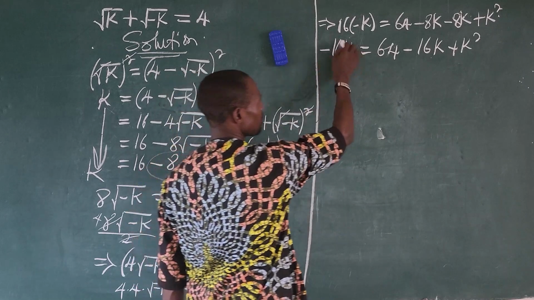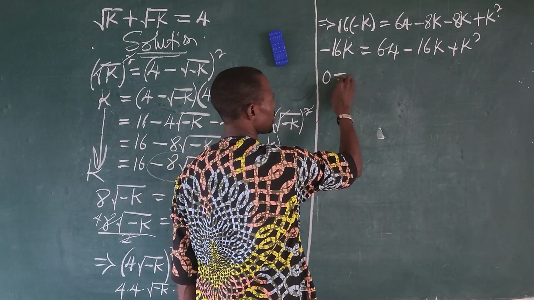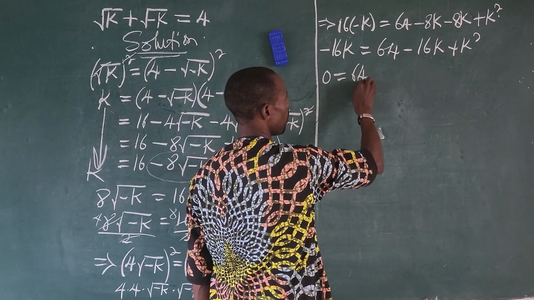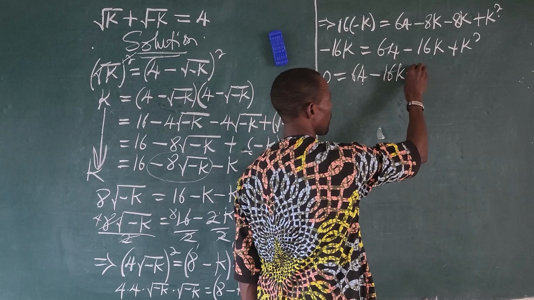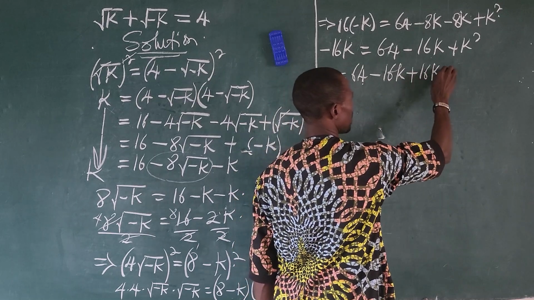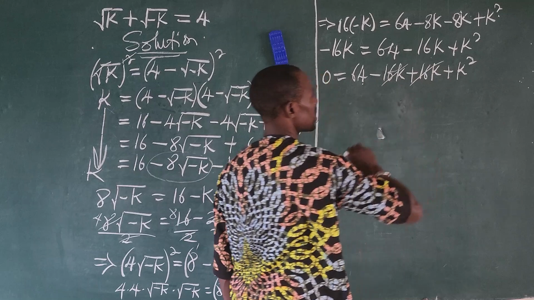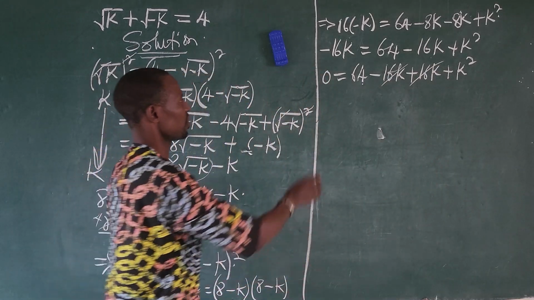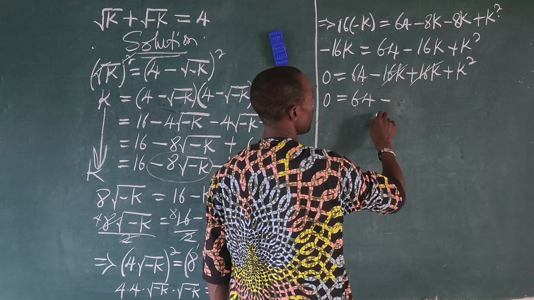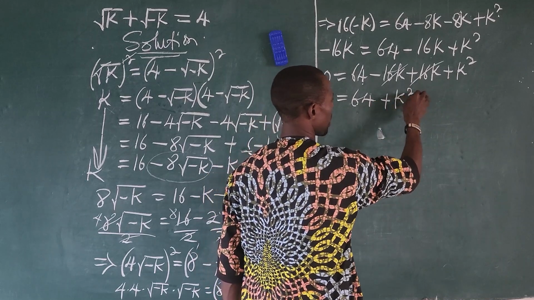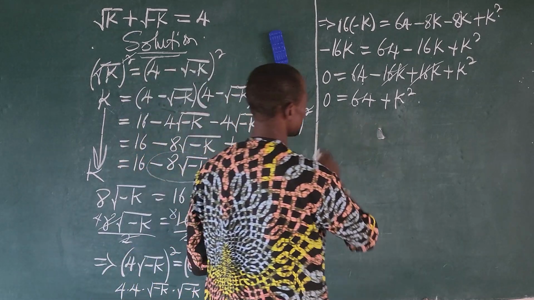Let's move this quantity to this side of the board so that here turns to 0. So we now have 0 equal to 64, then minus 16k. This comes to this side, turns to plus 16k, then plus k to the power of 2. So this leaves the system, and we are left with 0 equal to 64 plus k to the power of 2. Easy. Well, so we can rearrange this now.